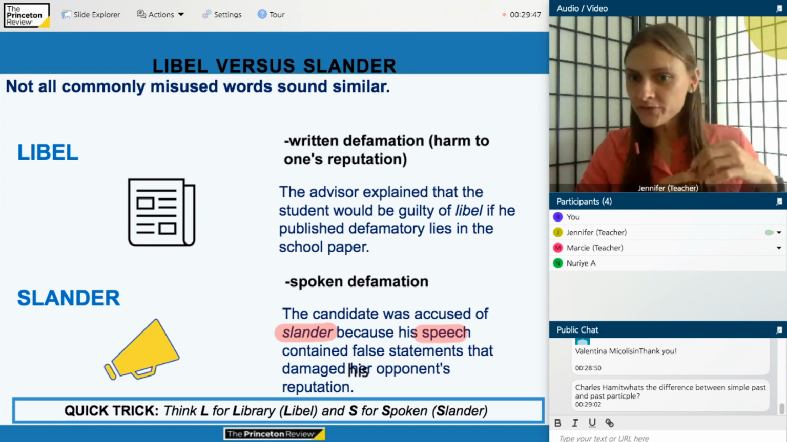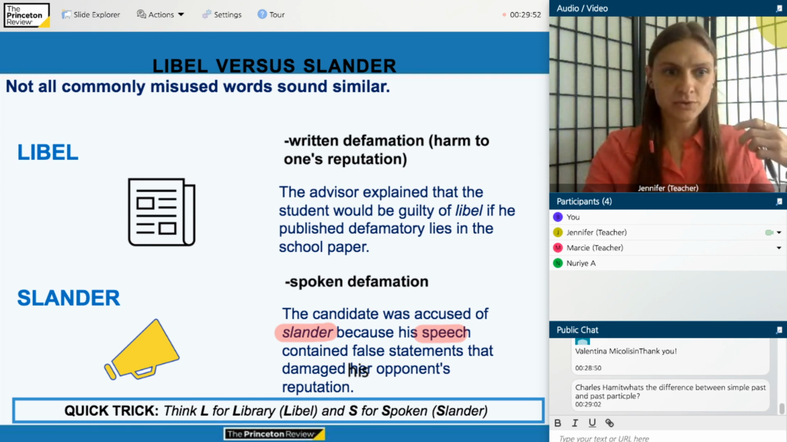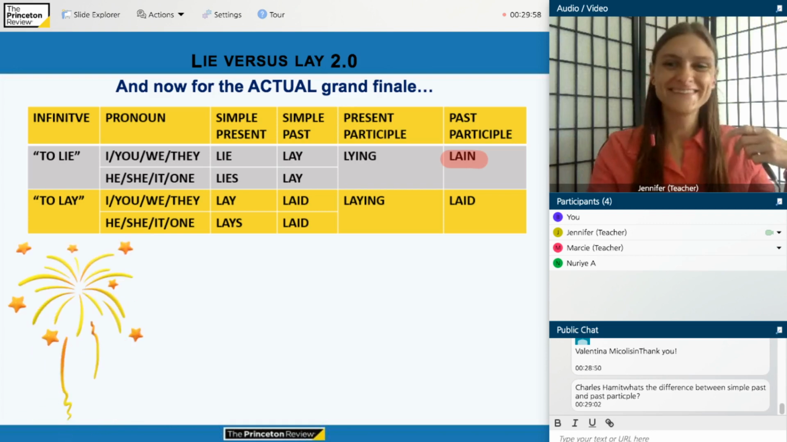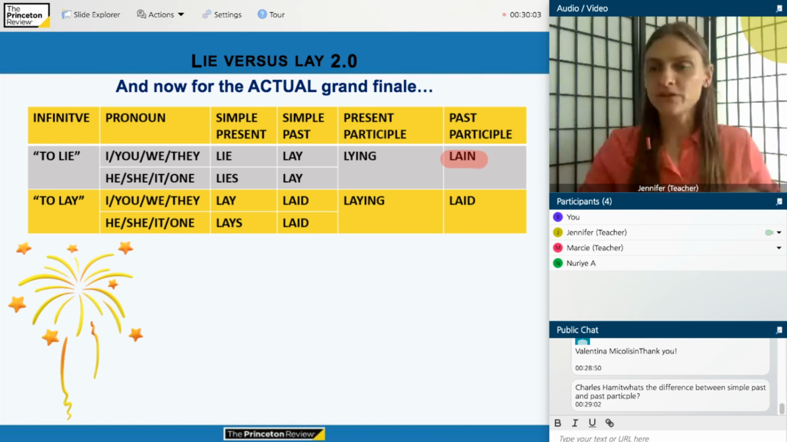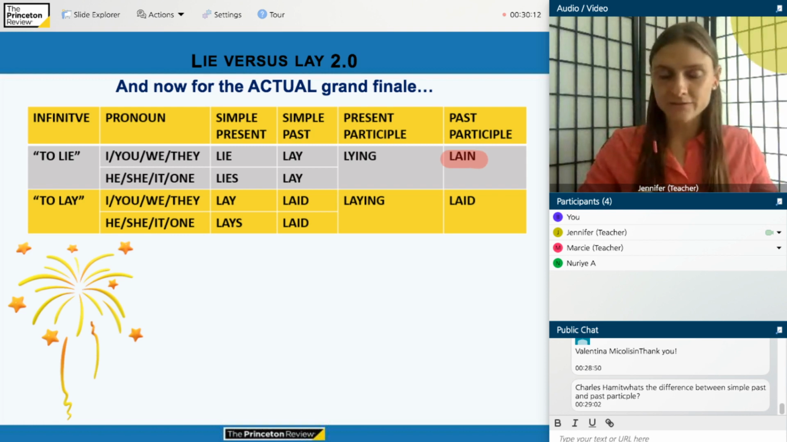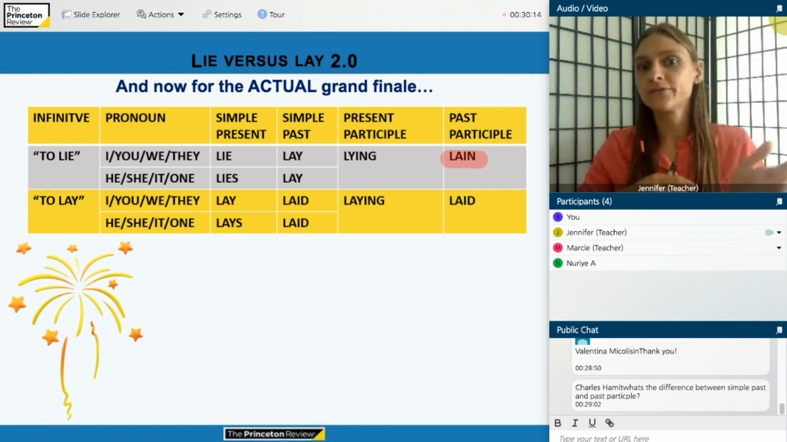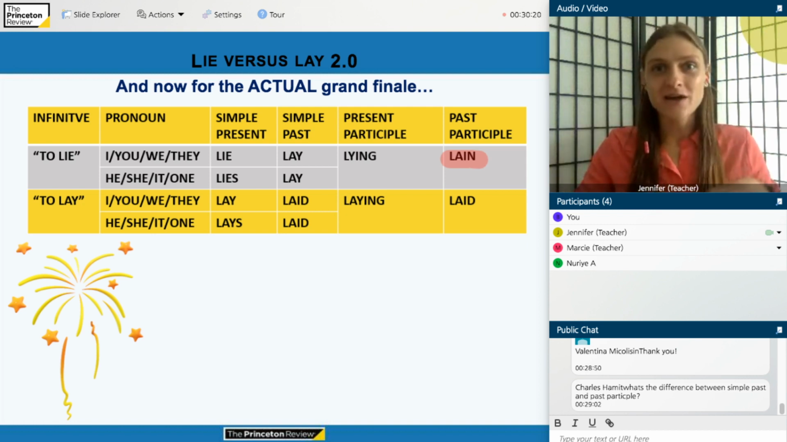And then Charles asked, what's the difference between the simple past and the past participle? So the simple past tense, and I'll jump back to the slide with all of those fun verbs. The simple past tense is just a completed action, something that happened. It's one of the most common past tense forms. We have the progressive or continuous past, which is like I was lying. Again, I'm not going to get into all of the tenses today. You have the past perfect, you have the perfect progressive past, and they're all different variations.